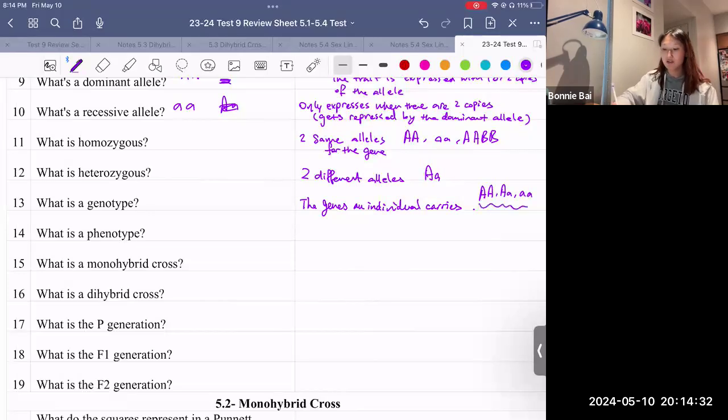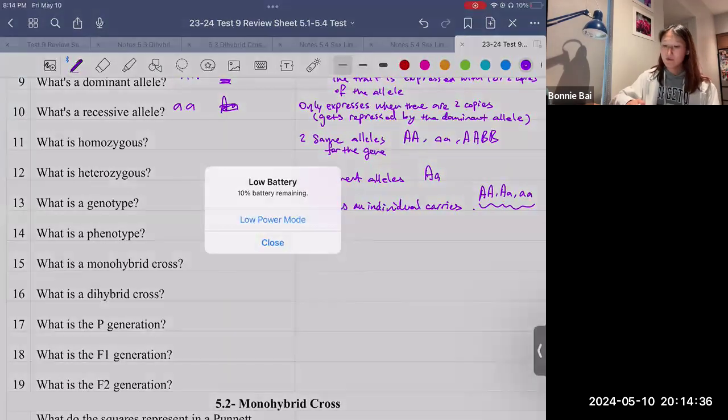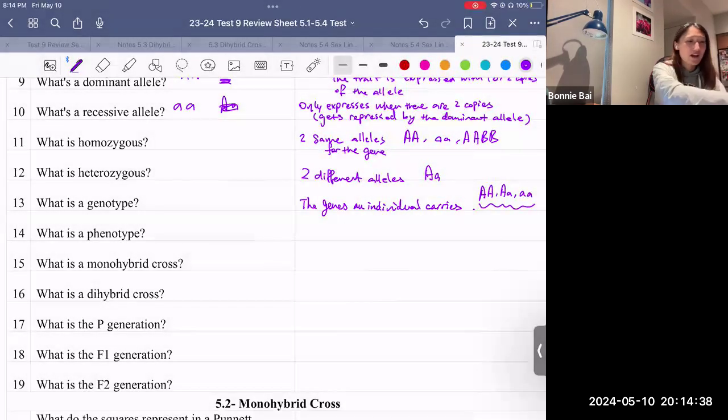Those are all genotypes because we're not looking at the actual physical trait, right? When we're just looking at the big A, little a, all of these, it doesn't give you the actual trait. You don't know what eye color or hair color it is. It's just what kind of DNA do you have? Do you have the dominant? Do you have the recessive? How many do you have of those?